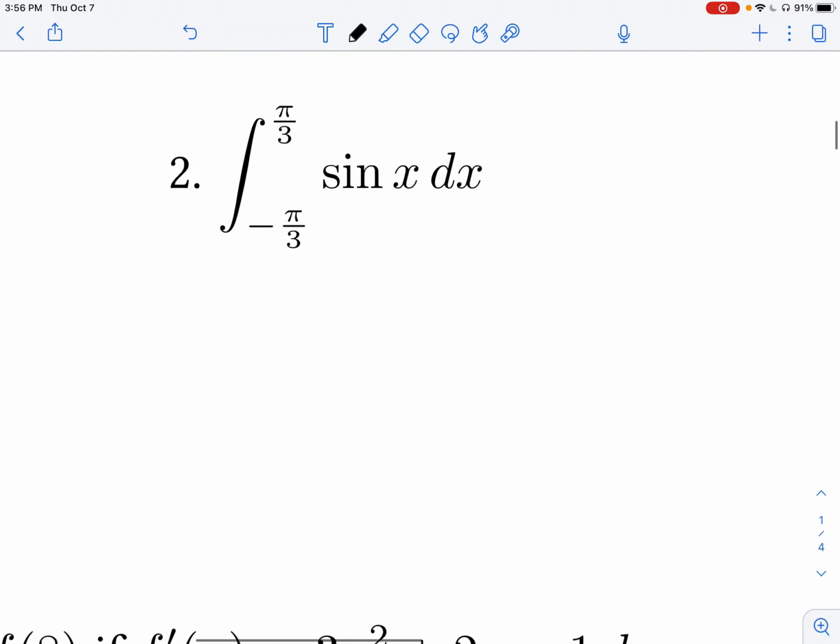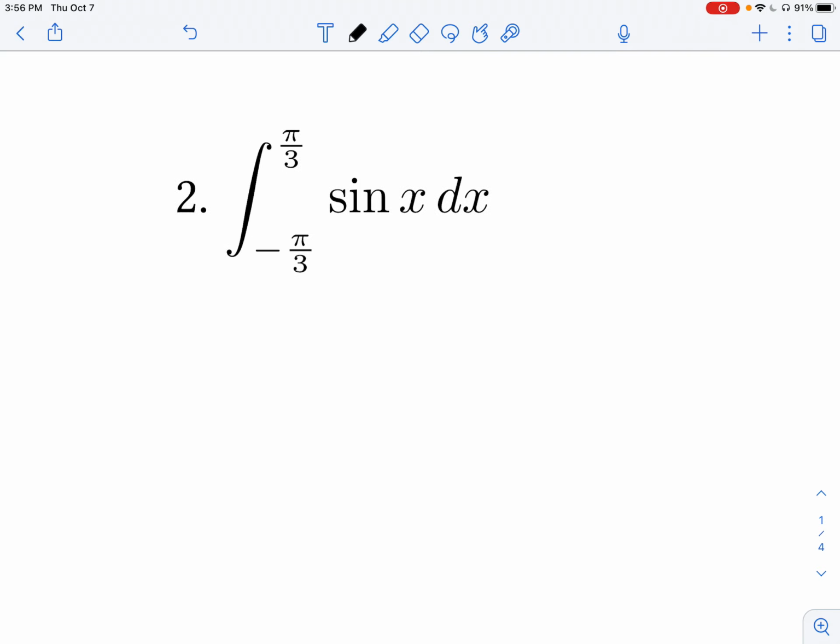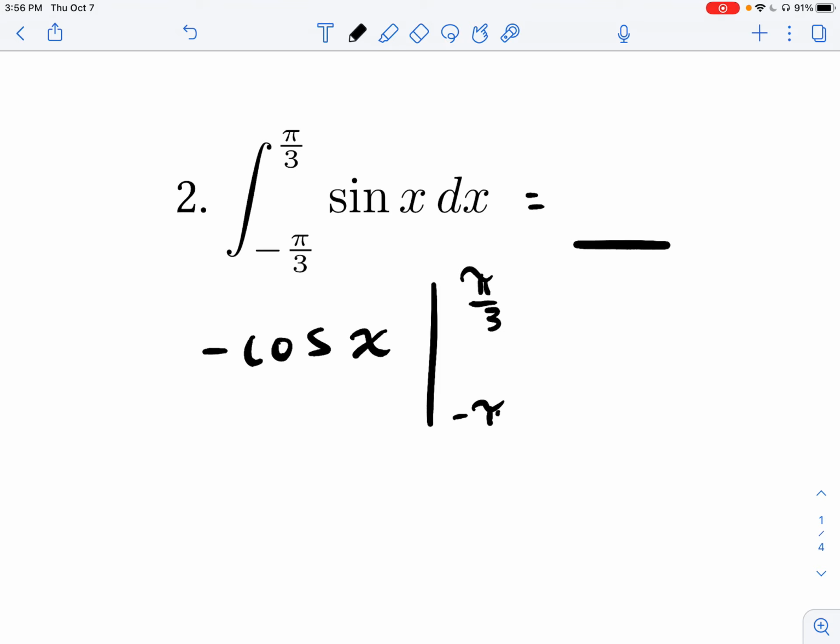Let me just do one more here. Let's try something like this. Let's try to find the definite integral of sine x from these bounds, from negative pi over 3 to pi over 3. Okay. So the antiderivative of sine, excuse me, is negative cosine. We're going to evaluate it at pi over 3 and negative pi over 3.